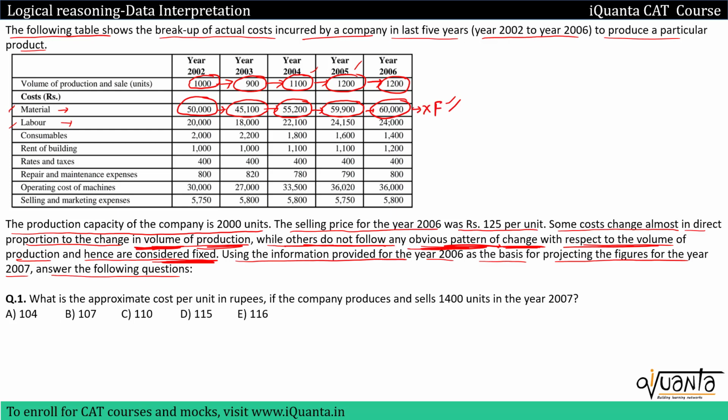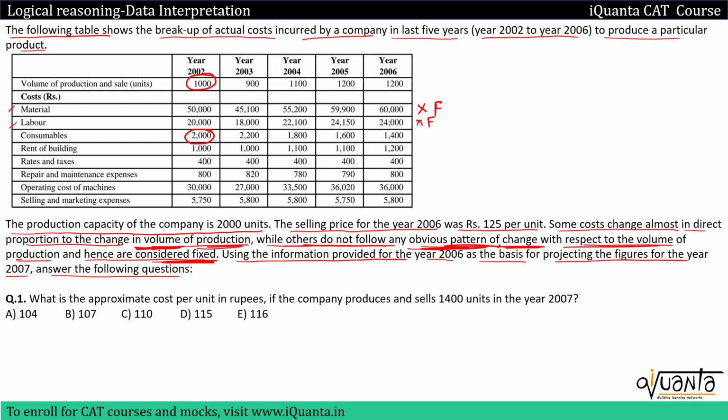For labor, in year 2002, number of units is 1000 and cost is 20,000, okay. Then in year 2003, the number of units has decreased, the cost has also decreased from 20,000 to 18,000. In year 2004, again number of units increases, cost also increases from 18,000 to 22,000. Then number of units increases in 2005, it becomes 1200, cost also increases, that means 24,000. So yes, this is also not fixed, okay, labor. But when we come to consumables, we can see that in year 2002 the number of units was 1000 and the cost was 2000.